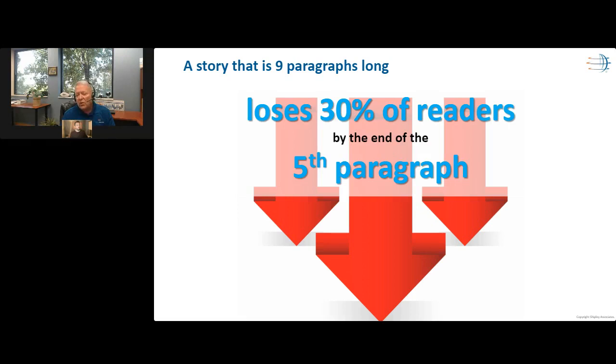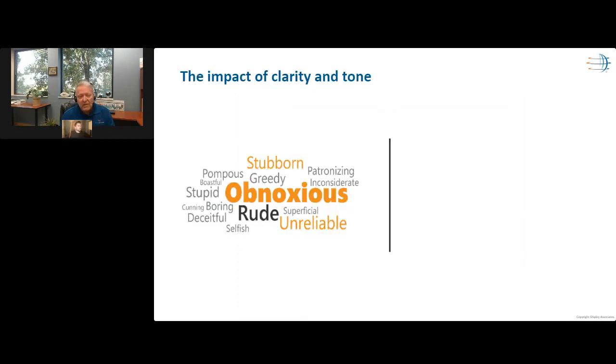Of course, we need to be compliant. We need to be responsive. If it takes 15 paragraphs to do it, fine. But we've got to be really careful and be clear and concise.